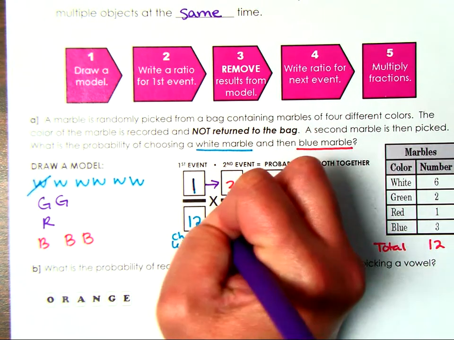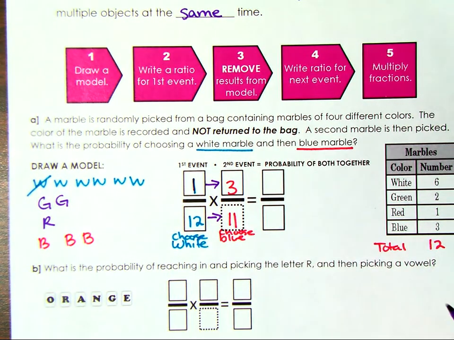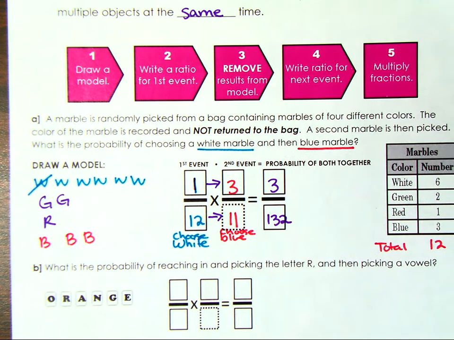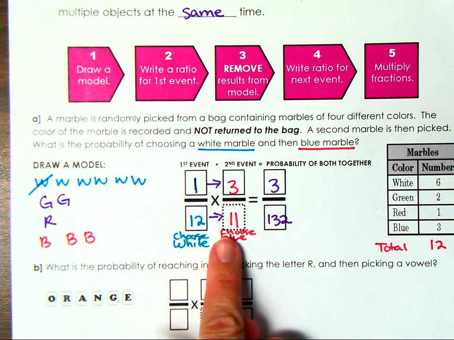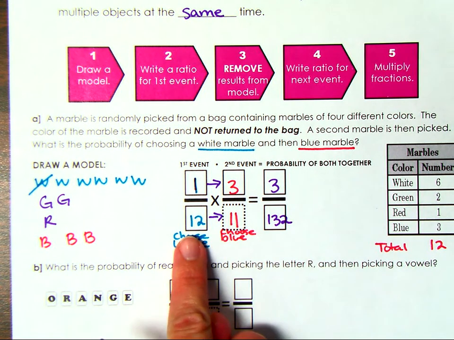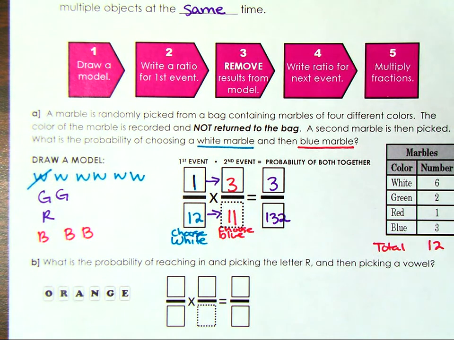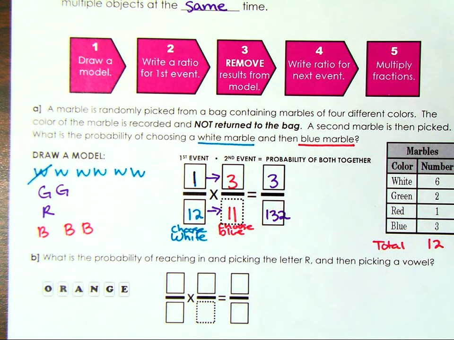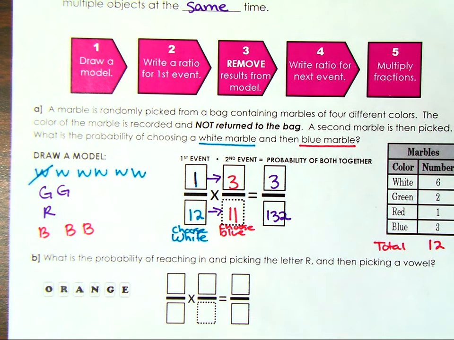So again, we're going to multiply across. 1 times 3 is 3, and 12 times 11 is 132. Again, this total changes because we don't put that first marble back. So this is something that you've got to be really careful about and read carefully, because if you accidentally put 12 there, I bet 3 over 144 would be a trick answer, because 12 times 12 is 144.